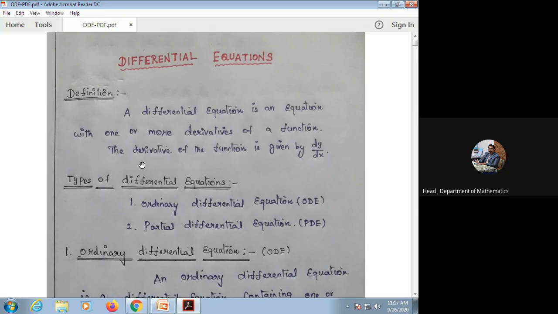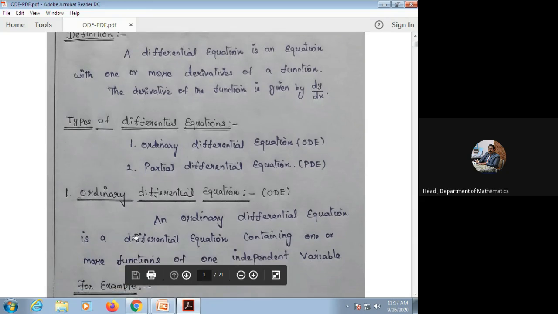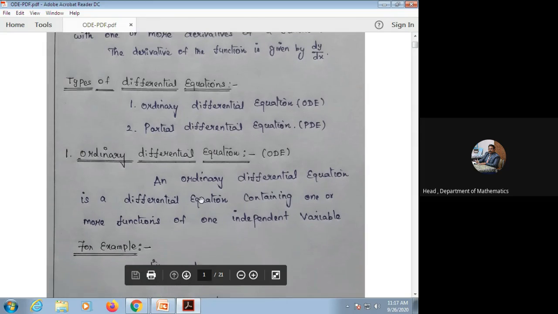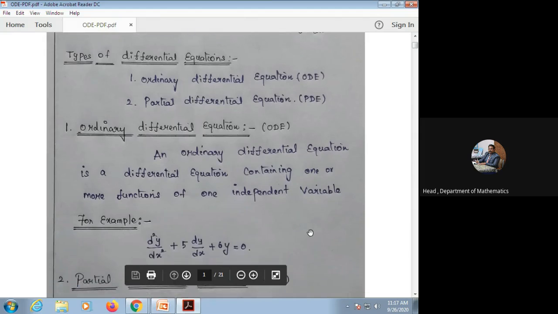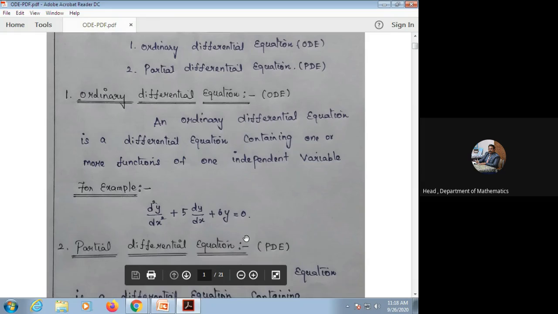There are two types of differential equation. The first is the ordinary differential equation, called ODE, and the second is the partial differential equation, called PDE. We will discuss only ODE problems. What is the definition of ODE? An ordinary differential equation is an equation containing one or more functions of only one independent variable. Here the example is d squared y by dx squared plus 5 into dy by dx plus 6y equal to 0. Here there is only one independent variable, so this equation is called an ordinary differential equation.